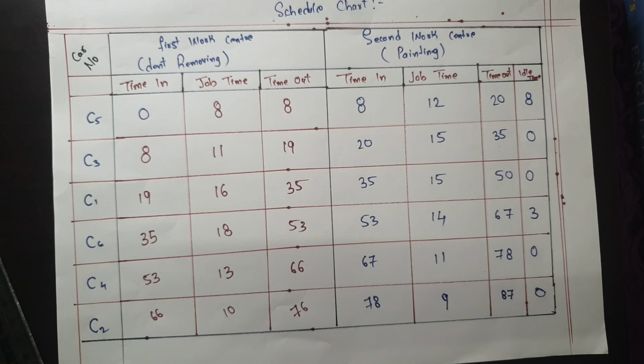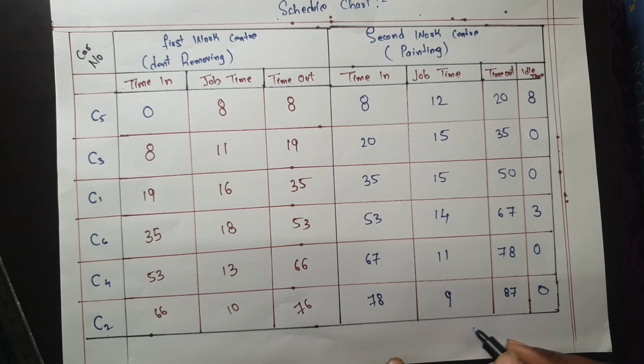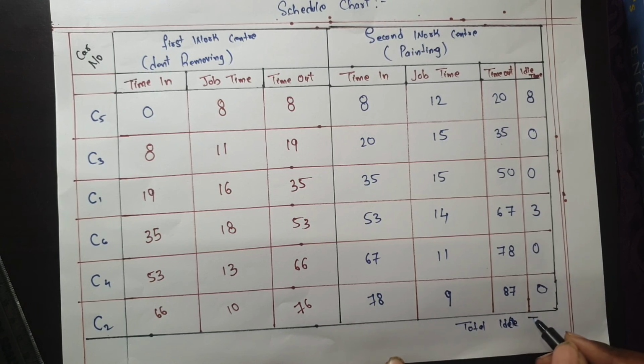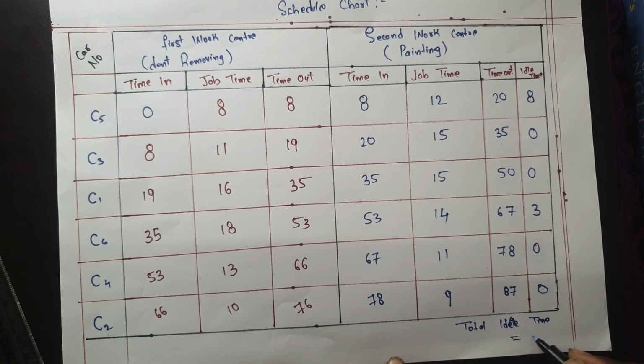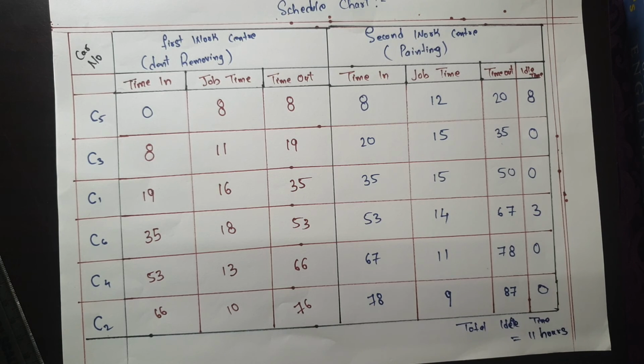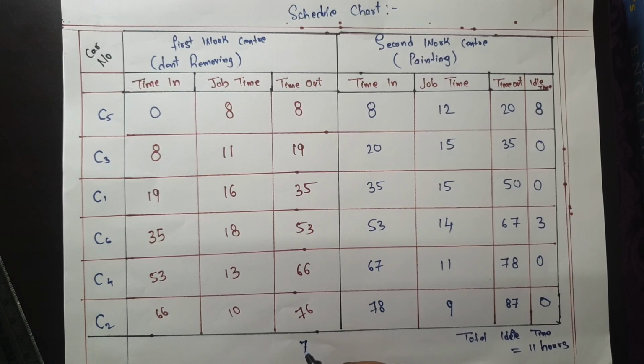After that you have to calculate the total idle time. How much is the total idle time? Here total 8 is there, 9, 10, 11. So, total idle time you have to write like this: total idle time is how many hours? 11 hours. And total elapsed time, this 76 here, and what is there here? 87.